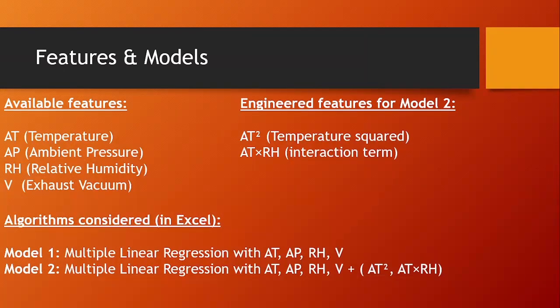The dataset has four input features, but I also engineered additional ones. In my first model, which is Model 1, I used the original four features. And in Model 2, I added engineered features such as temperature squared and temperature multiplied by humidity to capture non-linear effects as well. Both models were built using linear regression in Excel with coefficients estimated through regression analysis.